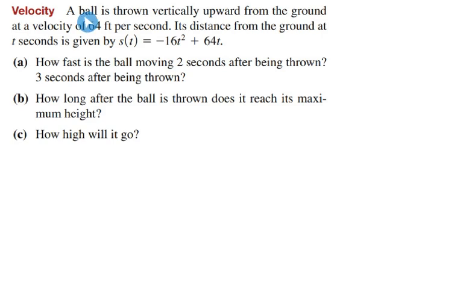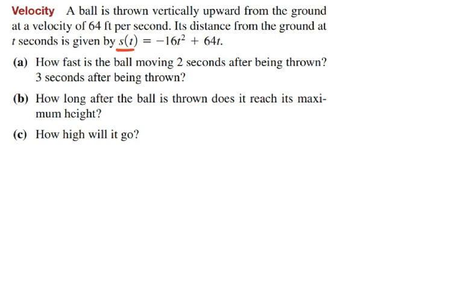In this example, we have a ball thrown upward from the ground. We have a velocity of 64 feet per second. You'll notice that 64 is the coefficient of the linear term. So the velocity is 64 feet per second, and its distance from the ground, t seconds, is given by our position function s of t. So part A is really similar to that last example.